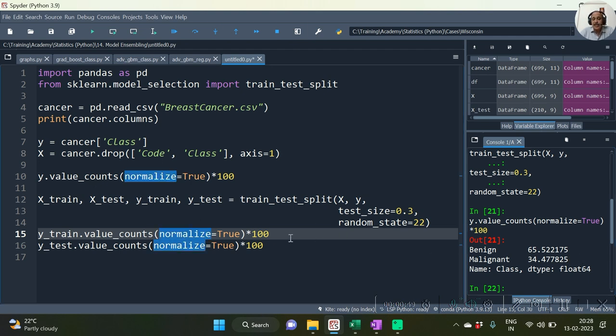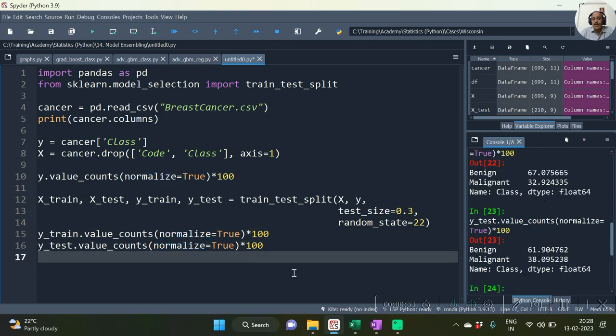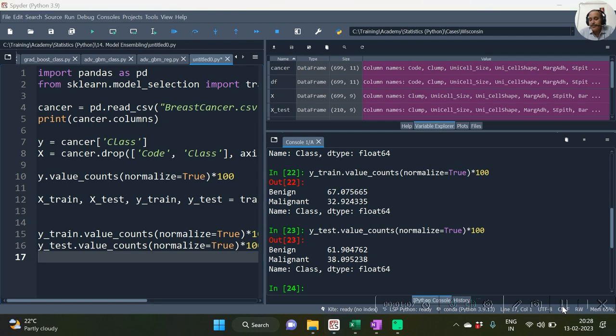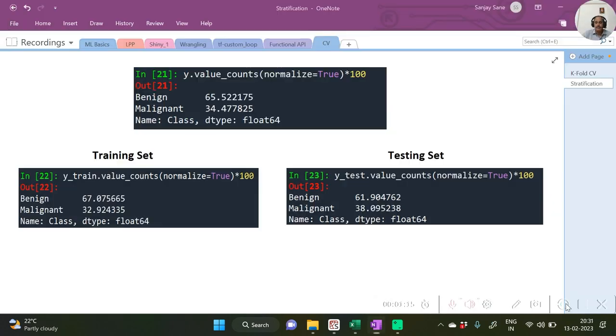Now, after the train-test partition without stratification, as we can see, in Y train the percentage of benign records seems to be 67, malignant 32. So we see one thing over here: the train-test partitions don't represent the data correctly. How? Let me explain. In Y train, we see the percentage of benign as 67%. Basically, it was expected to be the same as 65%. But in the train set it is 67%. In the test set it is 61.9%, as you see here, and malignant also doesn't represent the data set.